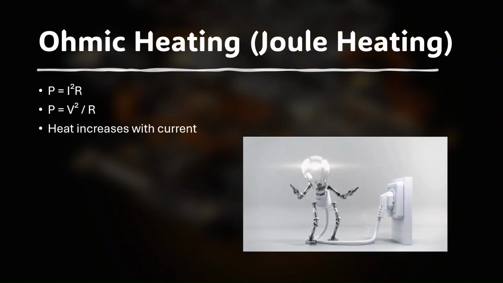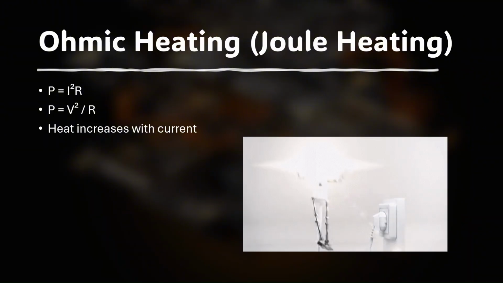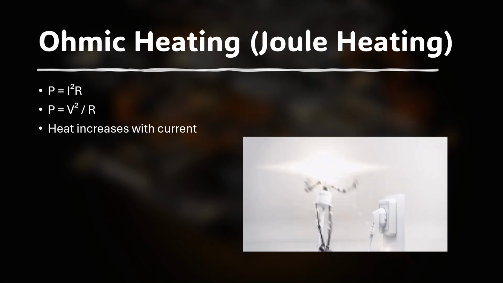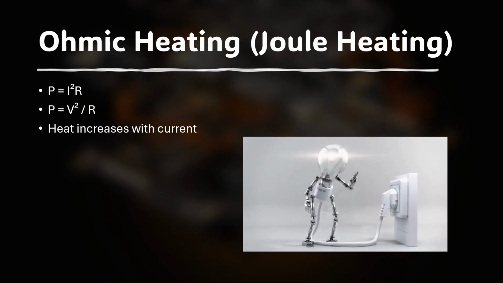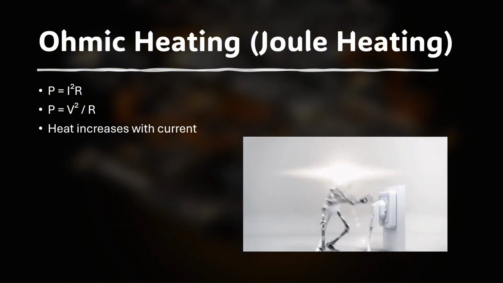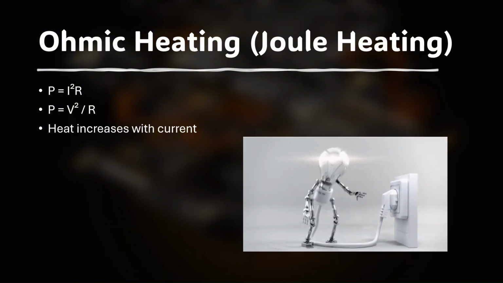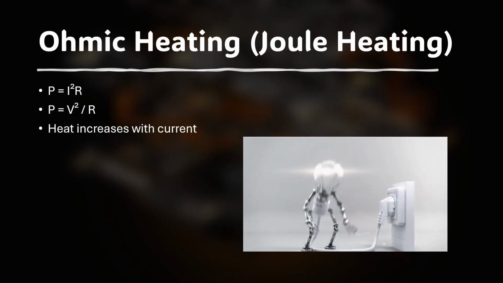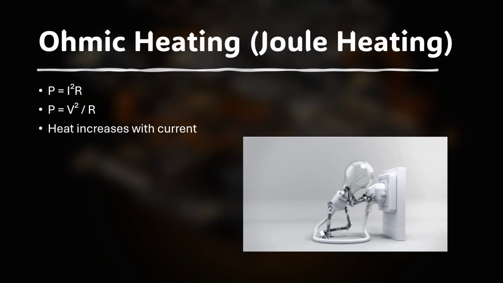When power is converted into heat due to resistance, it's called ohmic, or joule heating. The key takeaway is that heating increases with the square of the current. Doubling the current doesn't double the heat. It increases it by 4 times. This is why high current circuits require careful design, thicker wires, and proper cooling.